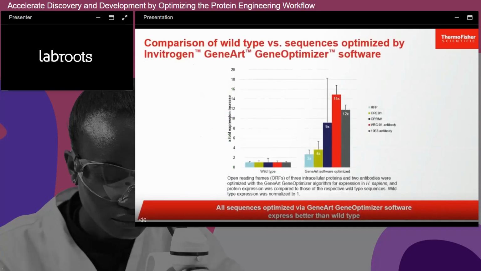In this picture, you see what happens when we include antibodies in this observation. This is a comparison between wild-type and optimized genes from 3 intracellular proteins and 2 antibodies. And you see that in the case of the antibodies, the increase of the expression is really clear. We have a 12-fold increase of expression for one antibody and 15-fold for the other. The wild type is set as our reference.